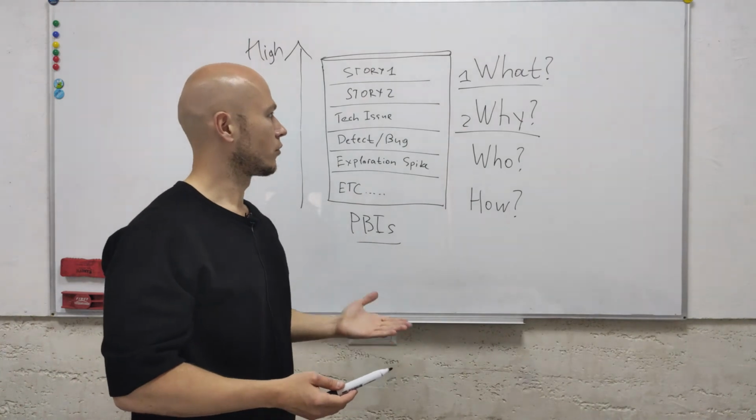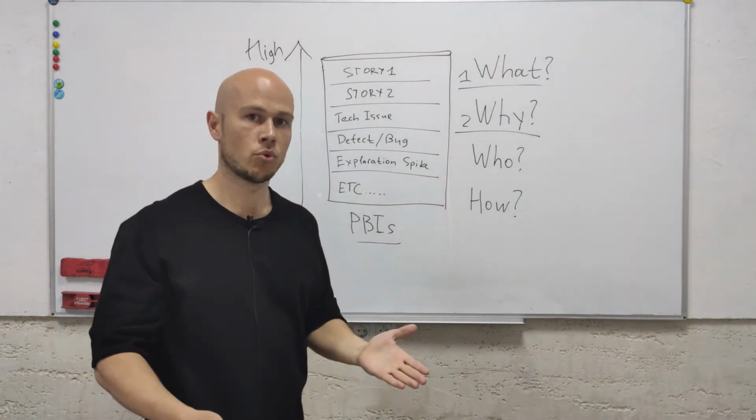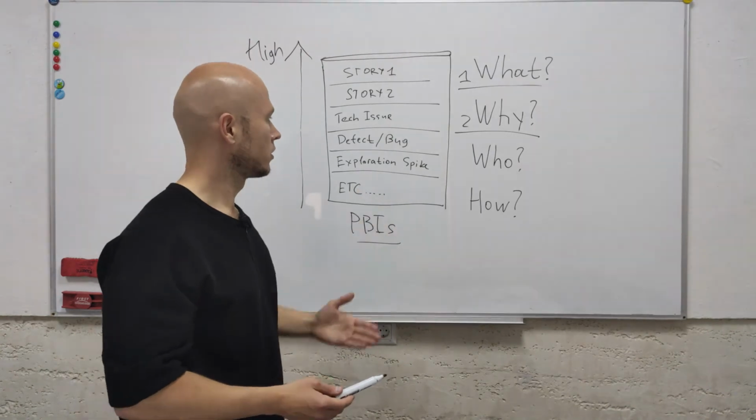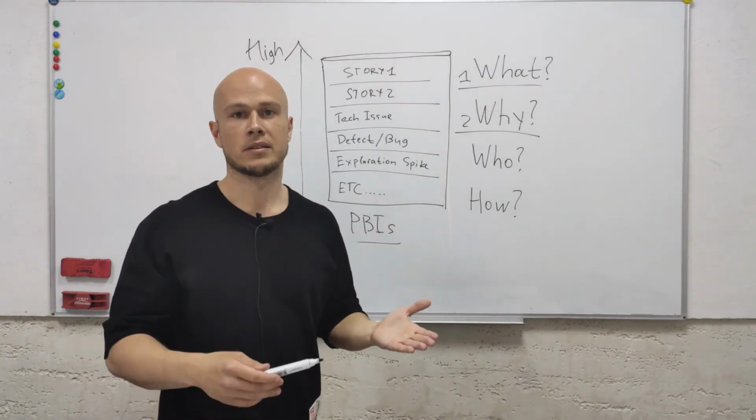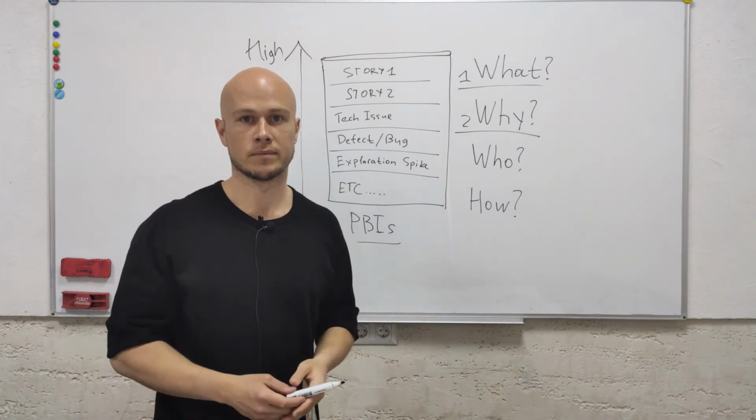So to rephrase it in other words, we can say that product backlog is a plan, similar to a plan, but in an Agile and Scrum environment.